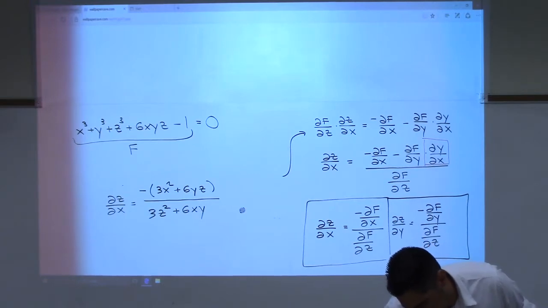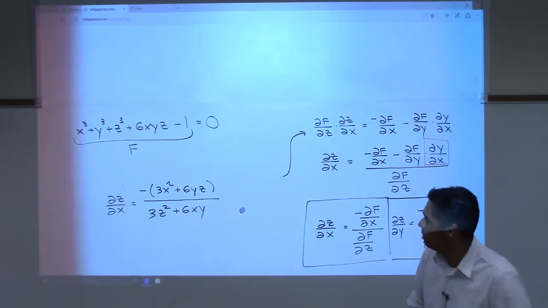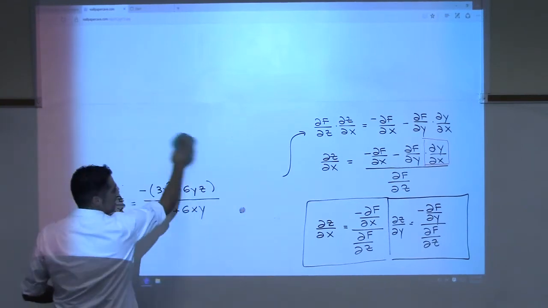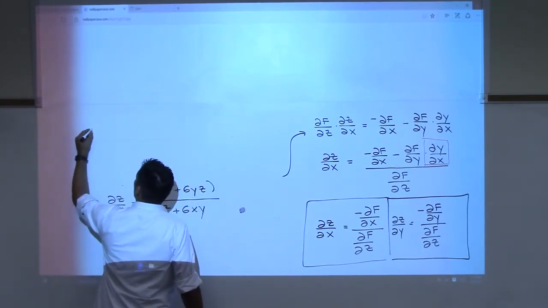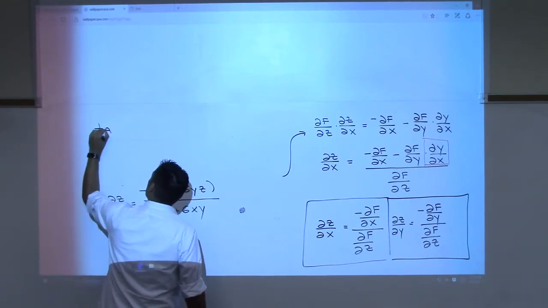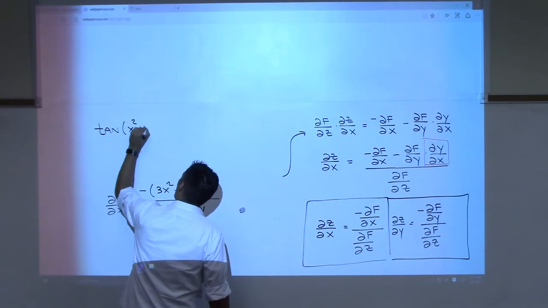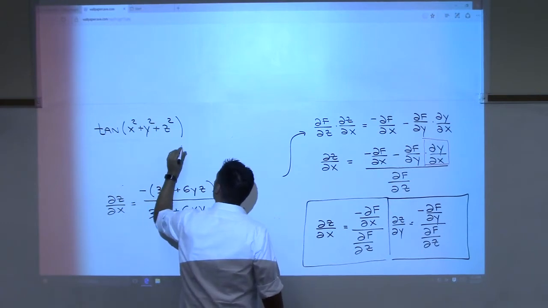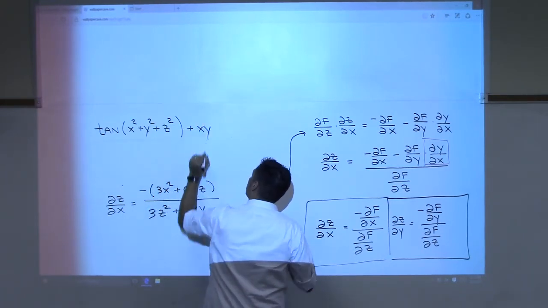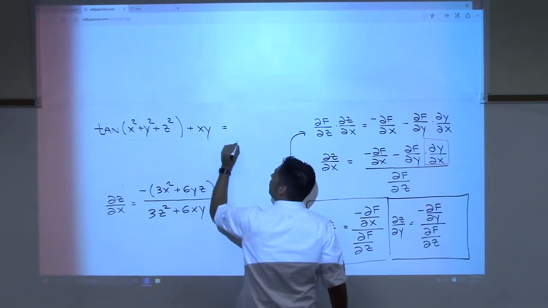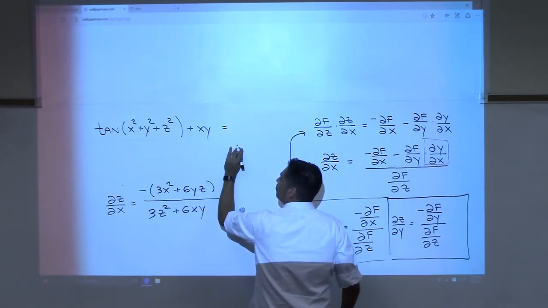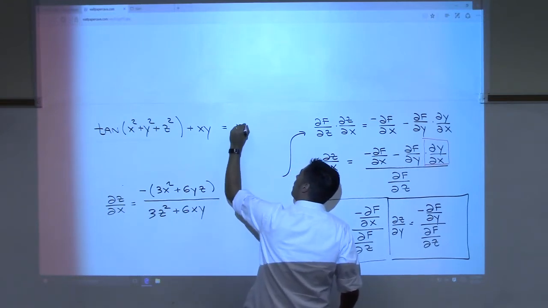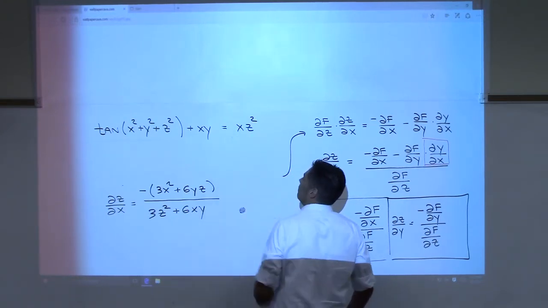And I want to give you another example. That one's no good. I mean, it's good, but we've already done it. Let's do another one. This will be our last example of the day. So what if we had, we haven't used tangent, have we? Let's do tangent of x squared plus y squared plus z squared plus xy equals xz squared.